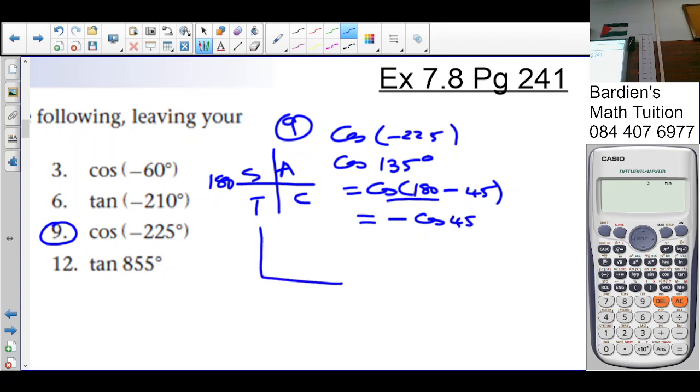Special triangle. So it's 45, with sides 1, 1, root 2. So cos is? What does cos stand for? Adjacent over hypotenuse. So it's 1 over root 2. Okay. No confusion there?